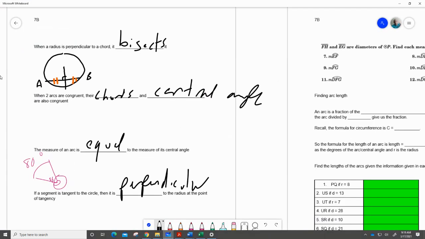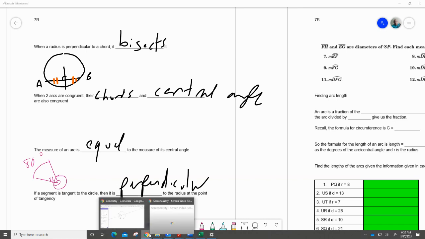I want to go to our next rule. If two arcs are congruent, their chords and central angles are also congruent. I'm going to skip that one for right now. This is kind of hard to do on GeoGebra. The measure of an arc is equal to the measure of the central angle. That's kind of self-explanatory. So let's look at the last one. If a segment is tangent to a circle, then it is perpendicular to the radius at the point of tangency.